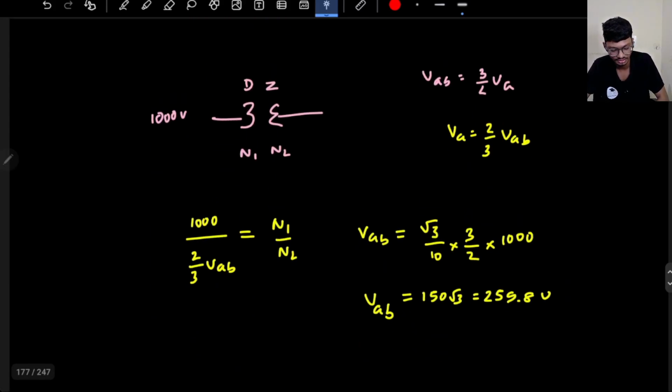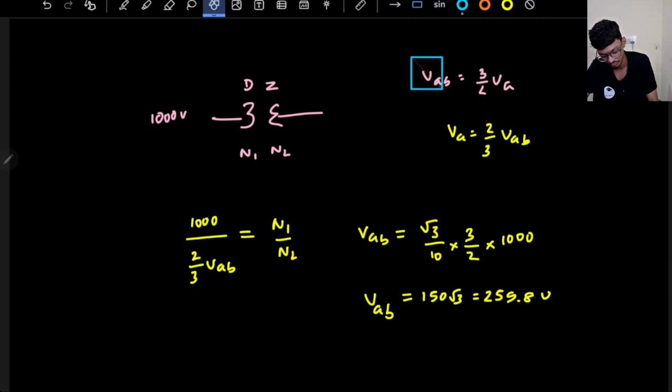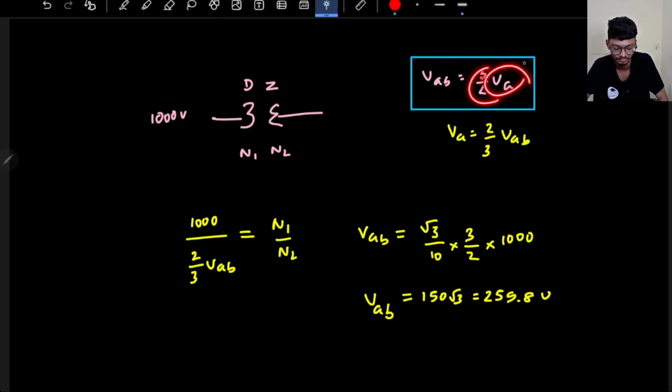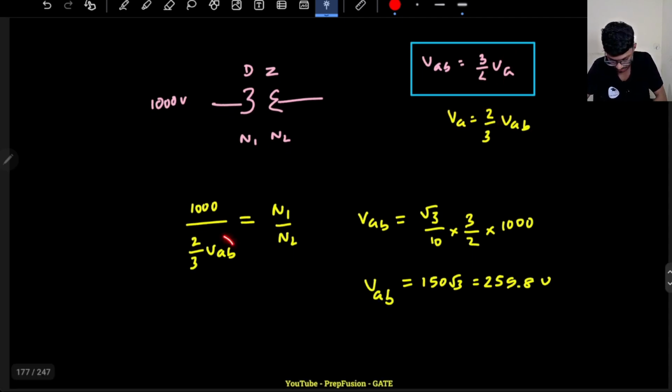As soon as I have found out the turns ratio, one thing I will tell you to remember, it will be very helpful: the line voltage on a zigzag connection will be 3 by 2 times the phase voltage, or the coil voltage. Now I will replace here: coil voltage will be equal to 2 by 3 of the line voltage, this is 1000 volts, that is equal to N1 by N2.